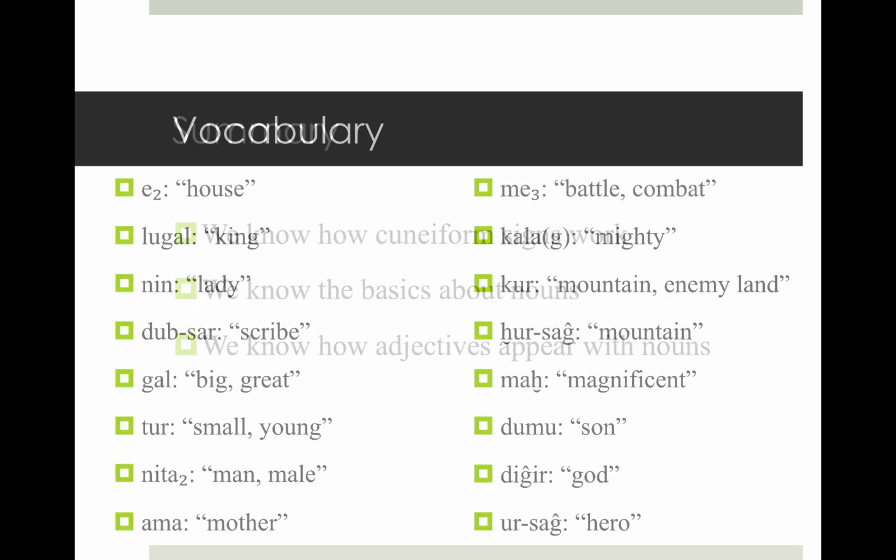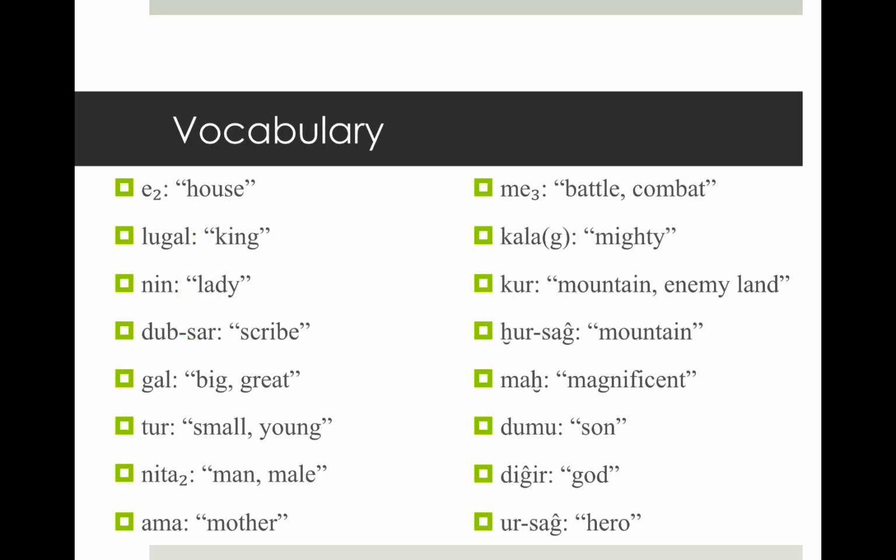Now, vocabulary for this lesson. I know that looks a little scary. Let's go through it. Let's start at the top here. So e2 or A2 is house. Lugal, king. Nin is a lady. We talked about dubsar, the tablet writer. That's a scribe. Gal means big or great. Tur means small or young.